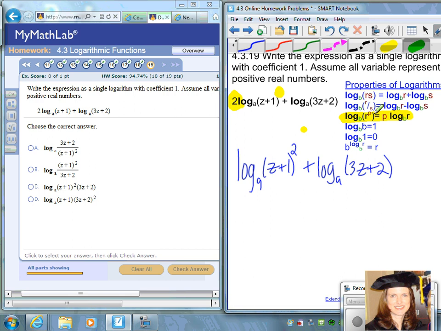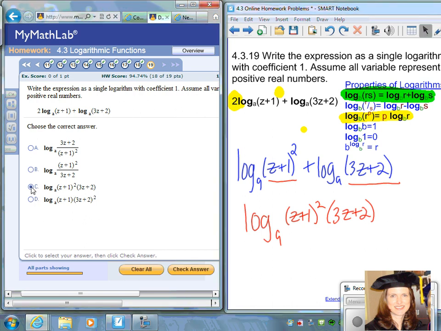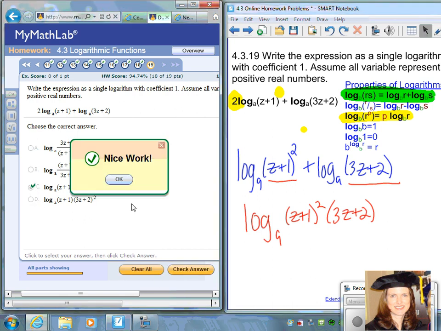Okay, now we have two logarithms that are split with a plus sign. Using the first property of logarithms to condense this into a single logarithm, log base a of the z plus 1 squared times 3z plus 2. So we can write it as z plus 1 squared times 3z plus 2. And that looks like the second choice, C, and check your answer.